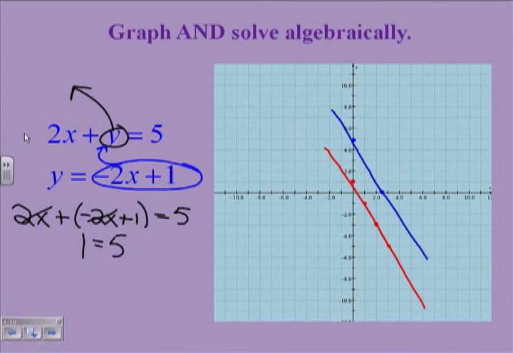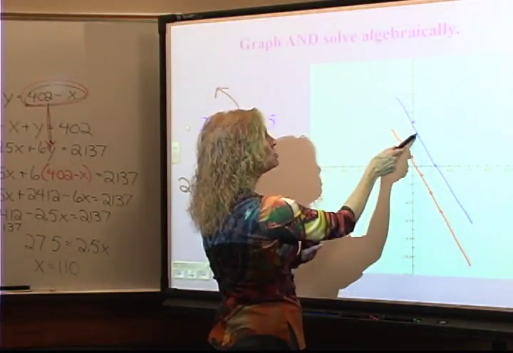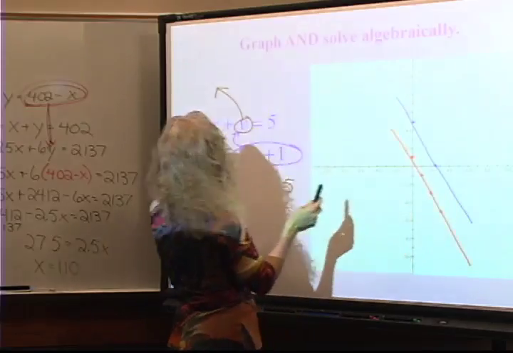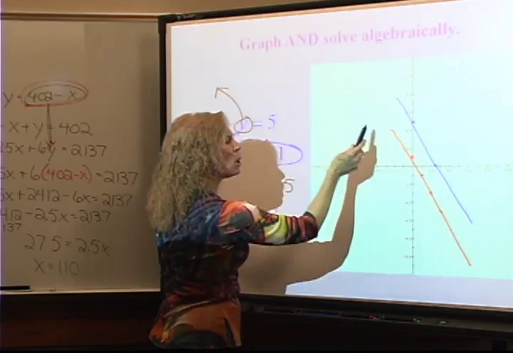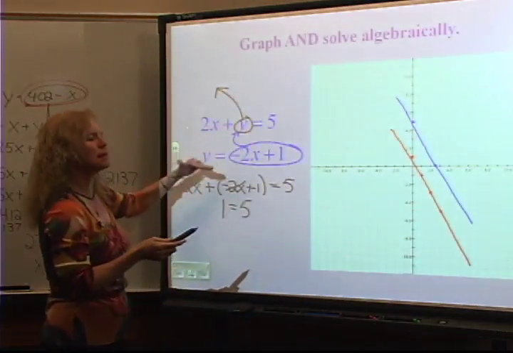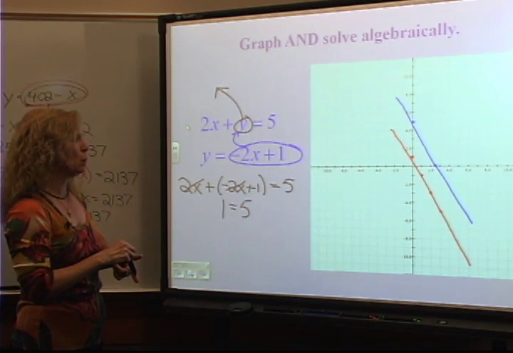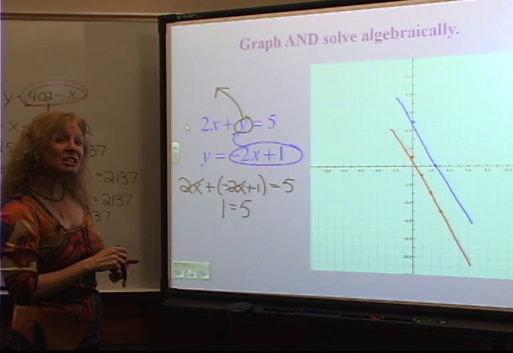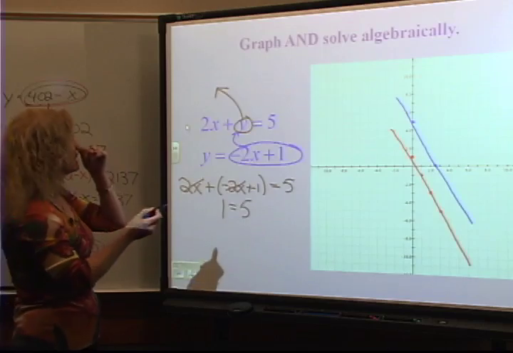Now ponder that picture a moment. Remember what I'm supposed to be finding on the graph? This is all the values, all the pairs of x and y that make this equation true. And this red line is all the ordered pairs that make this guy true. And I'm looking for what makes both of them true. You know what it looks like? There is none.